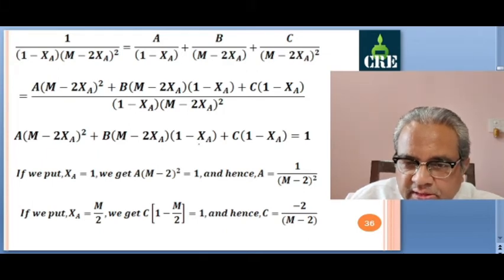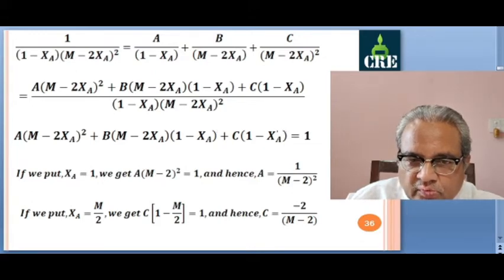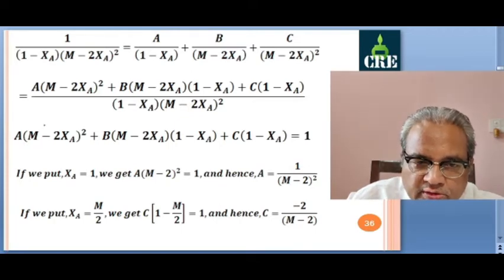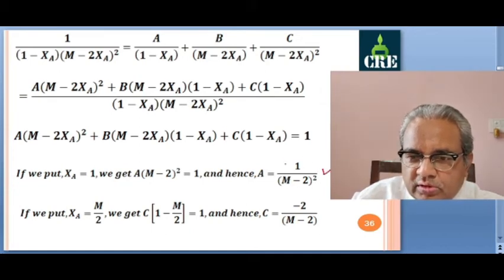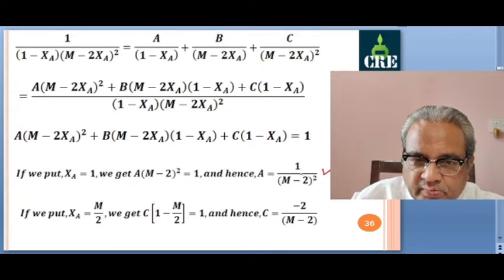So if I put XA is equal to 1 here, this cancels out and this cancels out. So this becomes 0, this becomes 0, and I am left with only this term. So (1 minus 1) into this particular term is equal to 1. What is this? A into (M minus 2XA). XA is 1, so (M minus 2) whole square, and that is equal to 1. So we can write A is equal to 1 upon (M minus 2) whole square. So this is the value of the constant A.